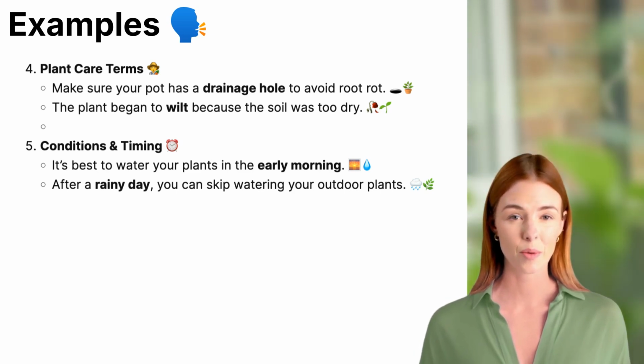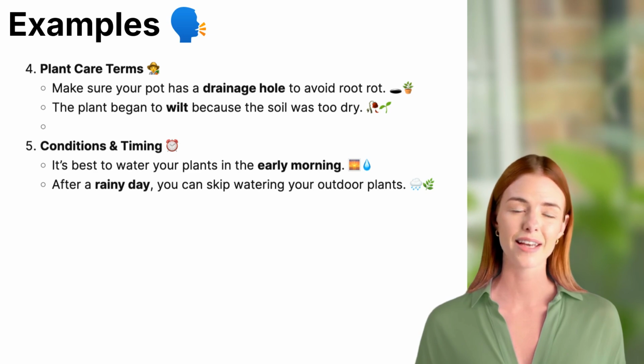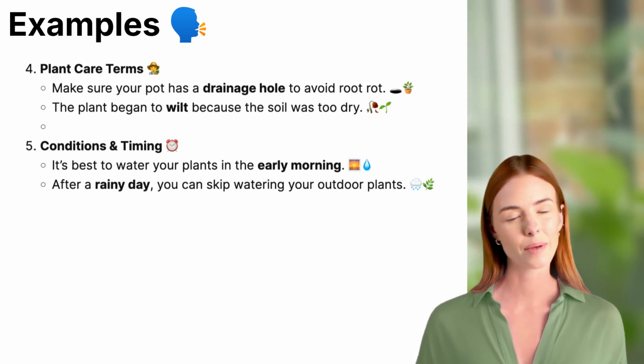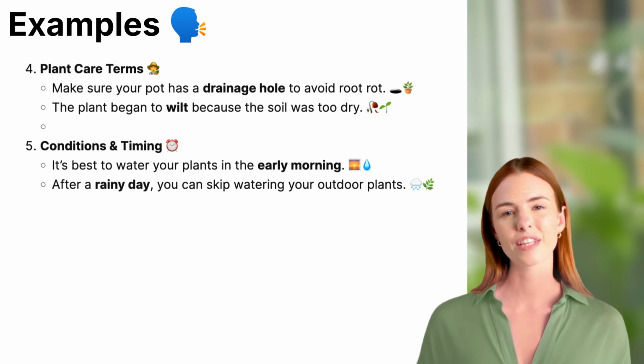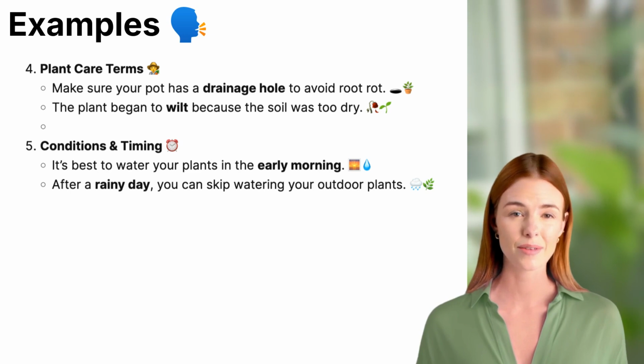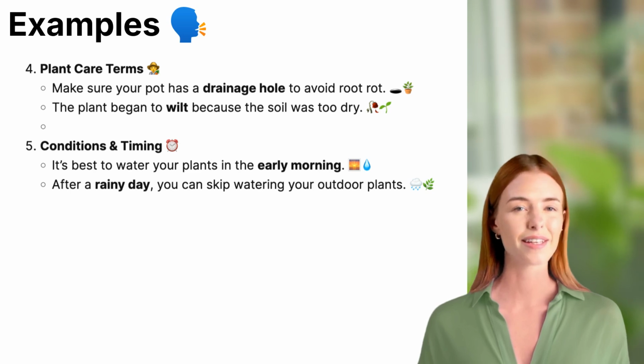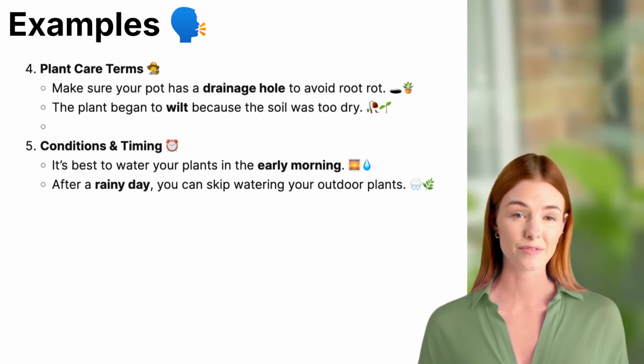The plant began to wilt because the soil was too dry. Wilting is a clear sign that a plant needs water. This sentence teaches how to describe a common problem. 5. Conditions and timing. It's best to water your plants in the early morning. Morning watering helps prevent evaporation and leaf burn. This sentence gives a helpful tip with correct phrasing.